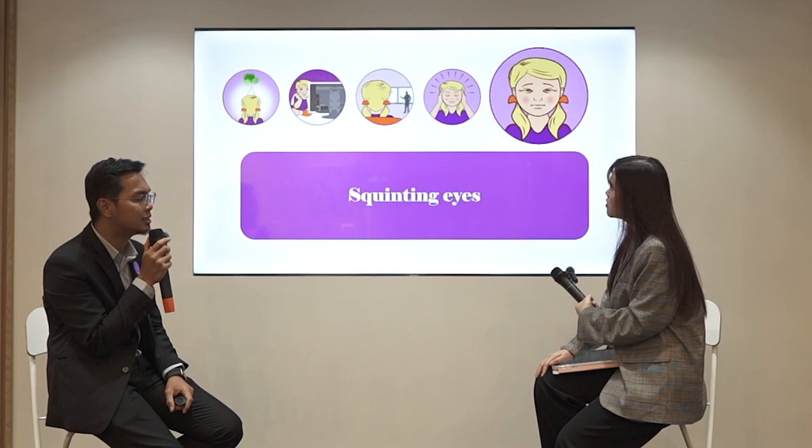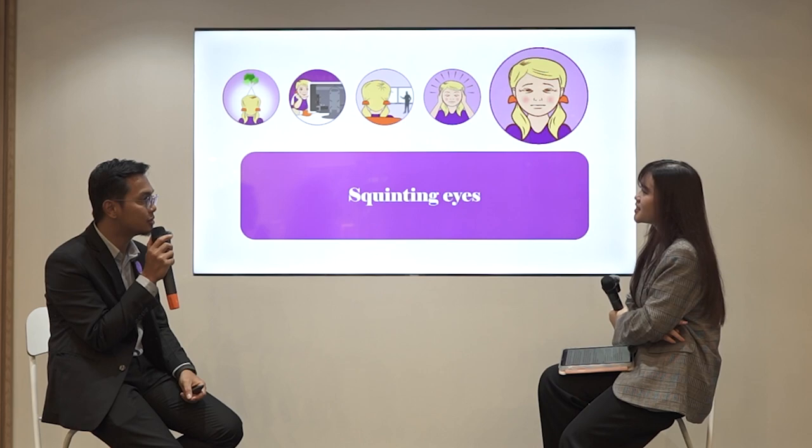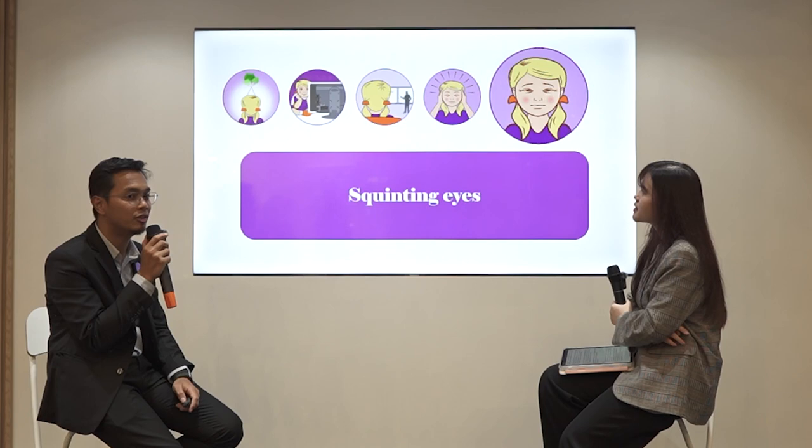And sometimes also, the kids will rub the eye. Because when they see blur, they think something is obstructing their vision, like dust or something. So they try to rub the eyes to remove that thing. But after rubbing, still blur. Okay, that is the problem.